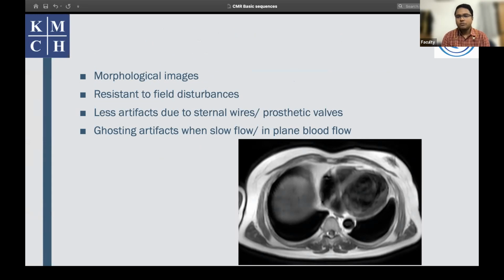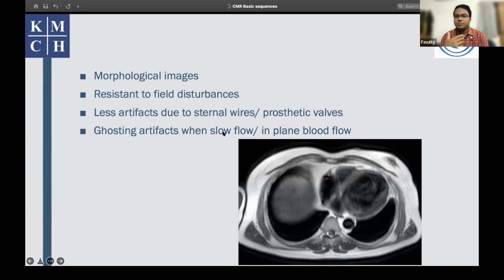However, the downside of using FSE, or a fast spin echo sequence, to produce a black blood pool is that there is a possibility of ghosting artifacts which can crop in. So in this patient, you can see that the nulling of the blood is not very good. You can see some artifacts within the LV cavity here, which means that the blood is not as black as we would like it to be. This is because of slow flow or in-plane blood flow.